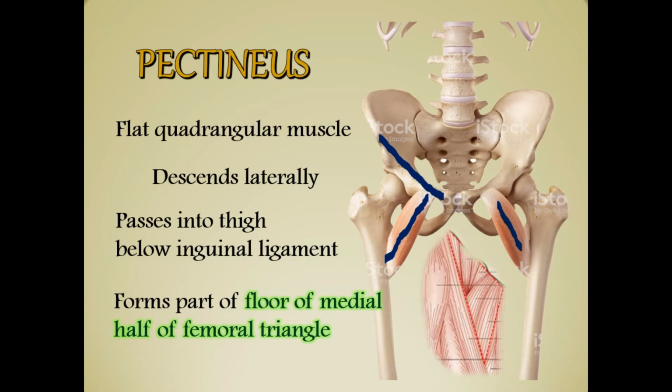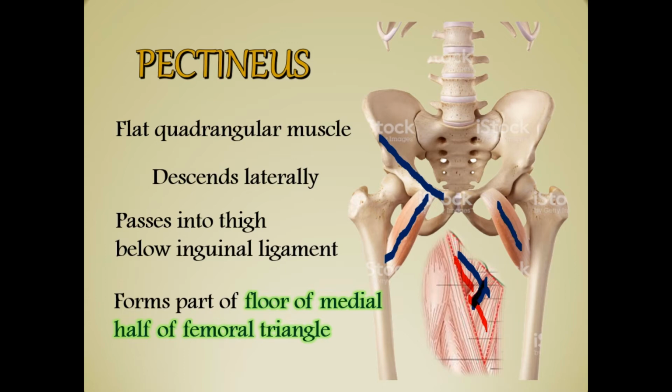and forms part of the floor of the medial half of the femoral triangle. In the picture below, you can see highlighted in a dark dotted line is the femoral triangle, and this is the pectineus muscle, this one. So this is forming part of the floor of the medial half of the femoral triangle. Now this is all the floor of the femoral triangle, and this side is the medial half, and this one is the lateral half.